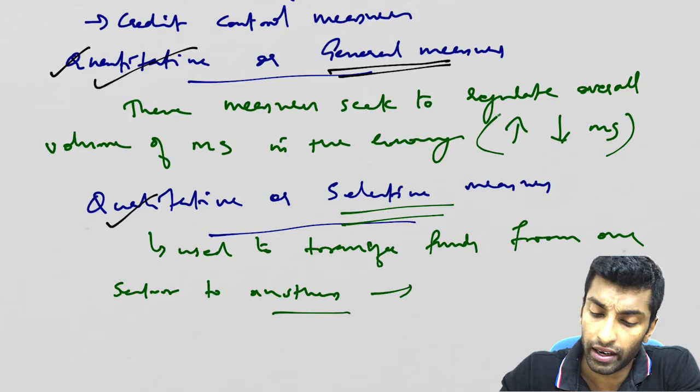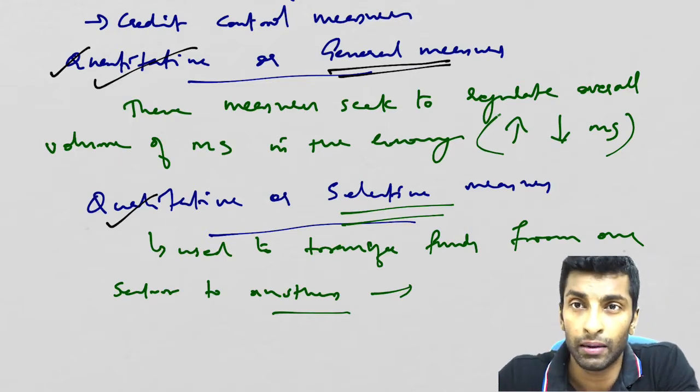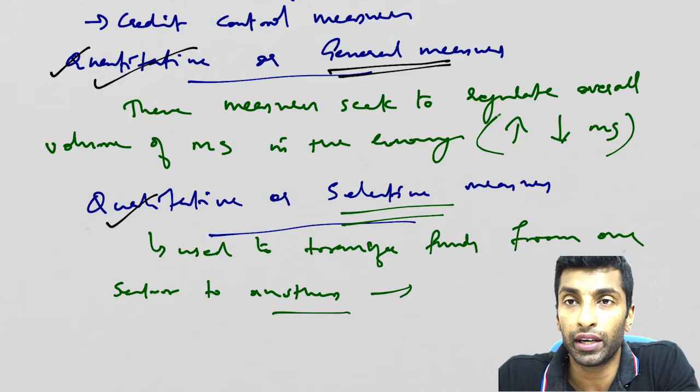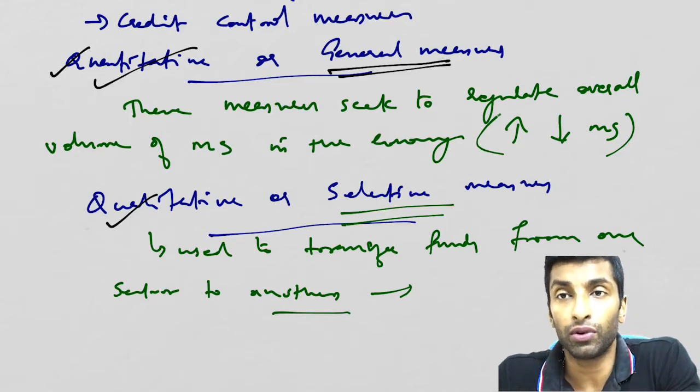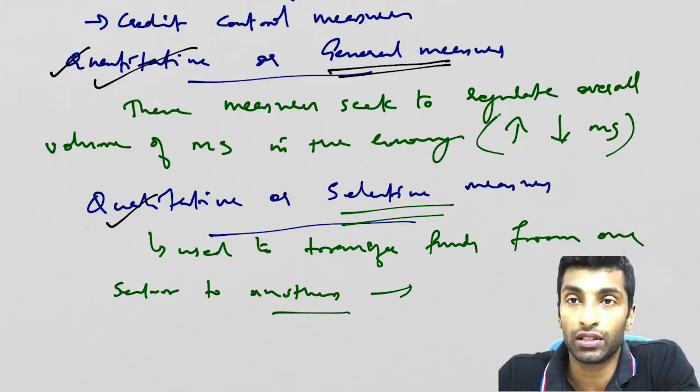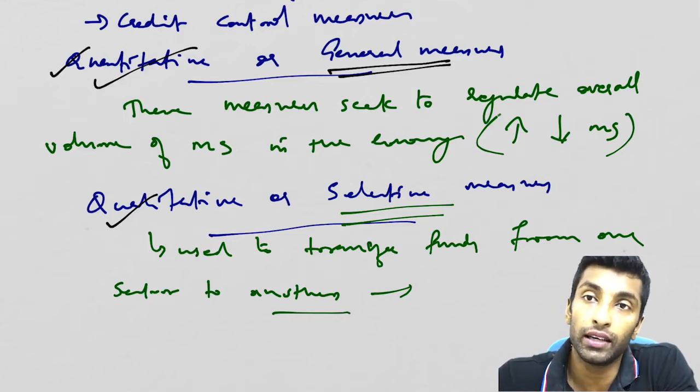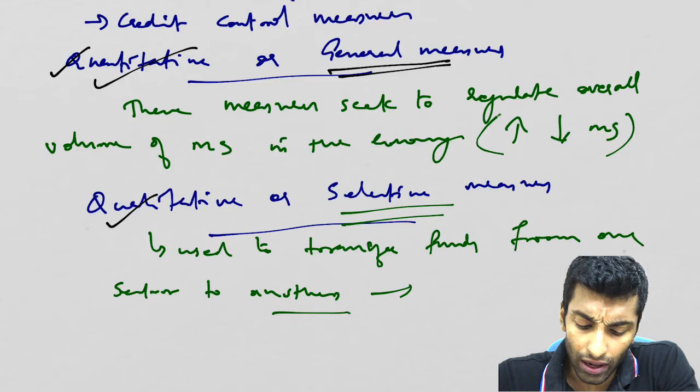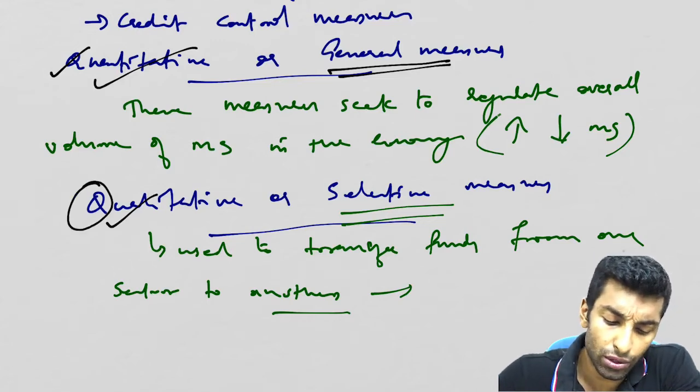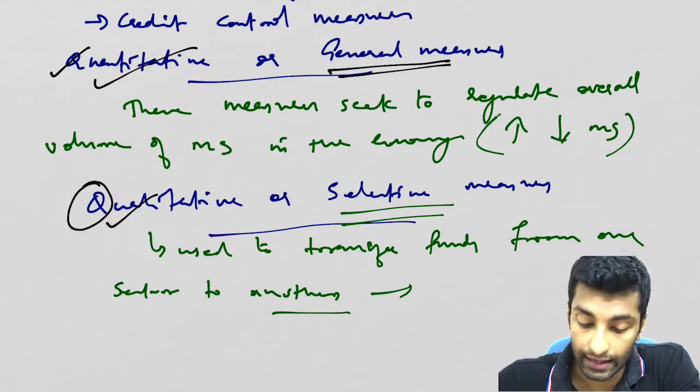Quantitative measures are general in nature, that is CRR, SLR, cash reserve ratio or statutory liquidity ratio. And then we will be talking today about reverse repo, MSF. All these concepts will be discussed. Bank rate, open market operation, all these come under quantitative measures, and in qualitative measures certain other measures are also there that we'll be discussing in the next session.